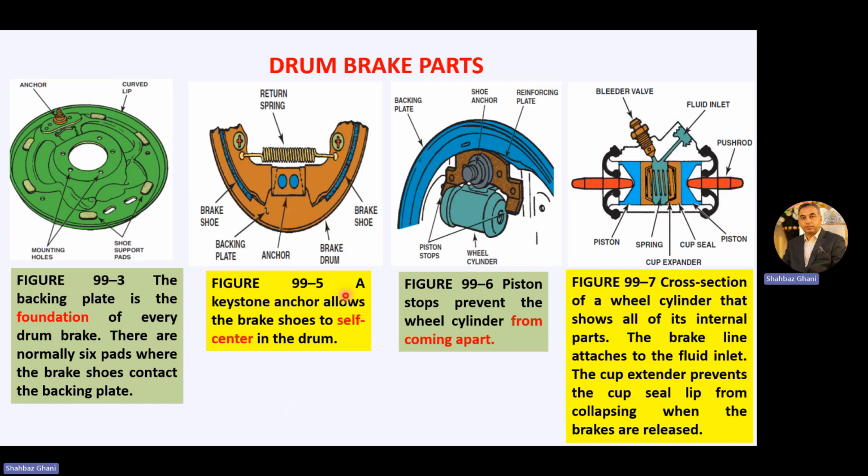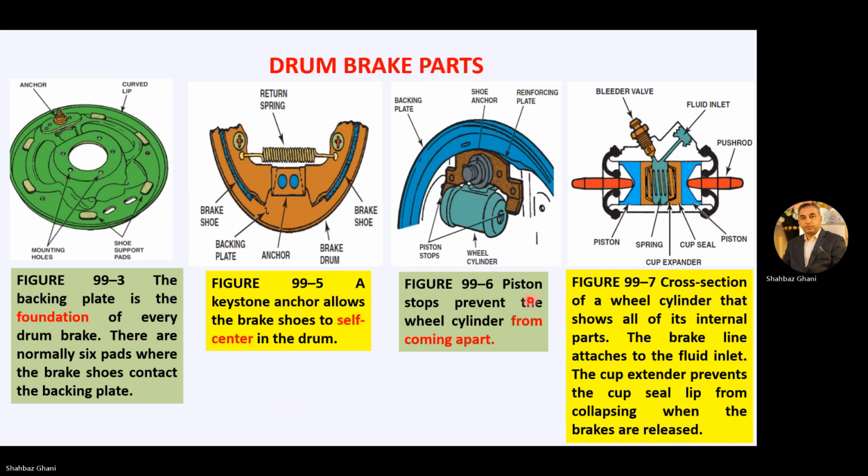Now, a keystone anchor allows the brake shoes to self-center in the drum. So this is your backing plate, and this is the anchor where the shoes are held. This is the drum, and this is the brake shoe. This is the primary and this is the secondary. This is the return spring, and this is the anchor position.